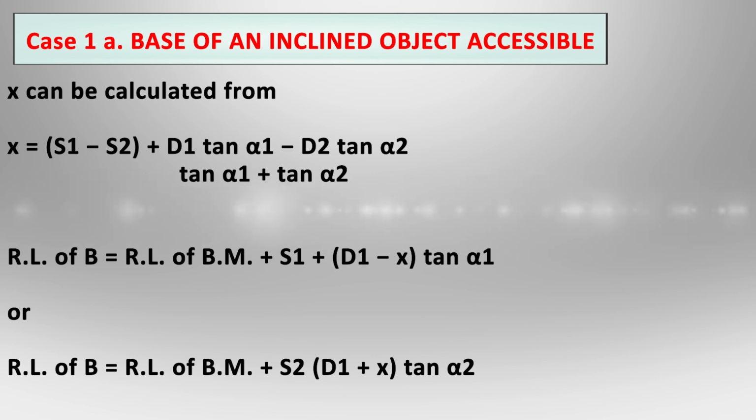Quantities on the right side of the equation are known. So the value of X can be calculated, and once the value of X is calculated, we can easily calculate the RL of point B, that is equal to RL of benchmark plus staff reading S1 plus D1 minus X tan alpha 1, or we can write RL of B is equal to RL of benchmark plus S2 plus D1 plus X tan alpha 2. So from either side we can calculate the RL of point B.